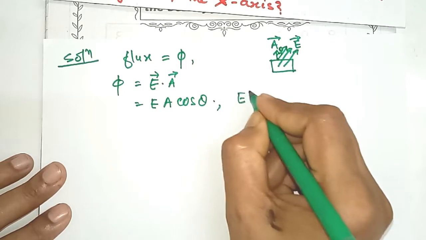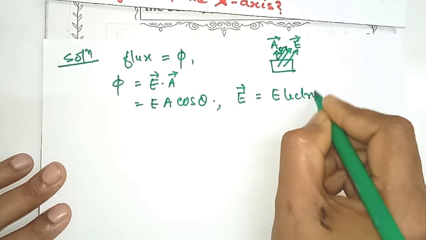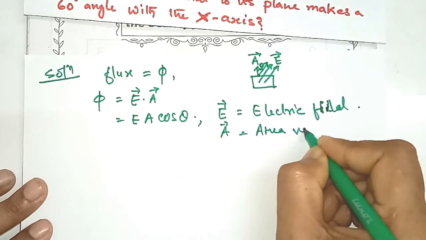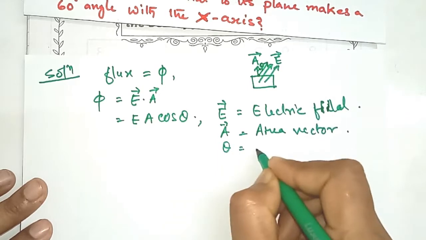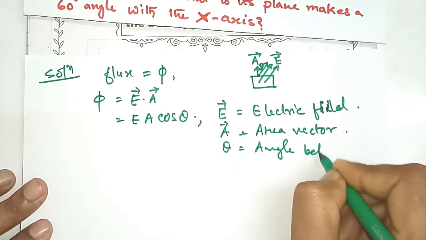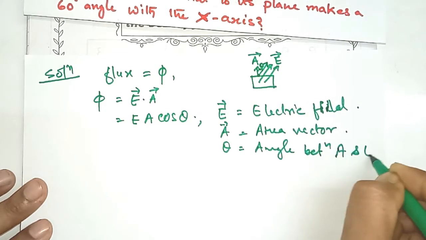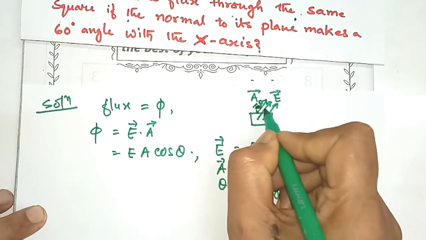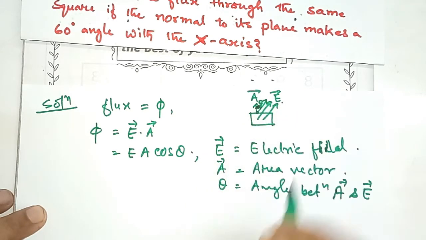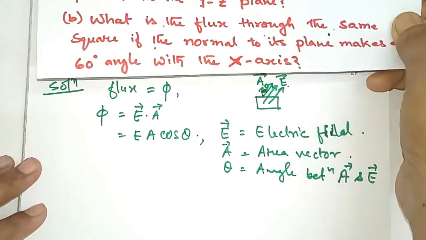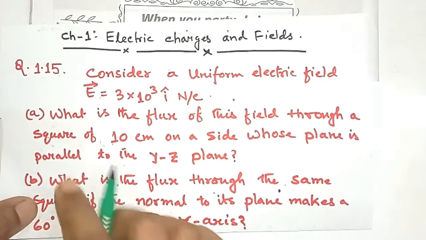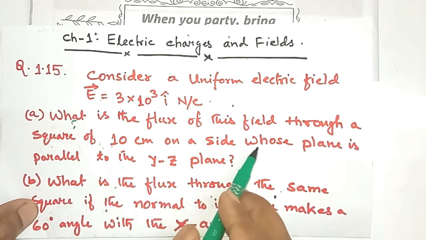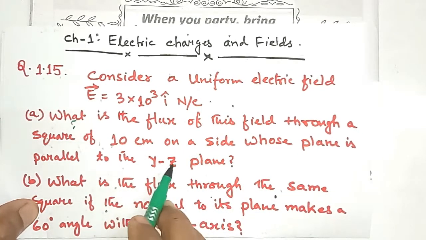Also it can be written as EA cos theta. Here E is the electric field, A is the area vector, and theta is the angle between A and E. Okay, so now in question A, what is the flux of this field through a square of 10 centimeter on a side whose plane is parallel to the YZ plane.